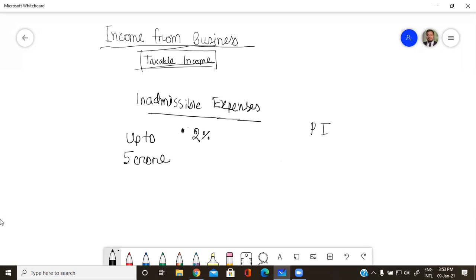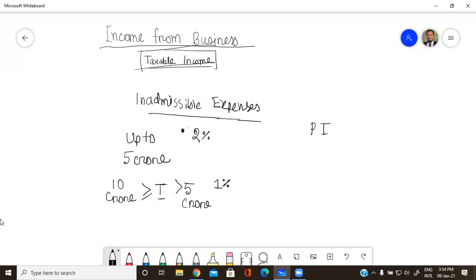Okay. Now, if your assessed turnover exceeds 5 crore but does not exceed 10 crore, your turnover is here, it exceeds 5 crore. Should I write it this way? It exceeds 5 crore, but up to how much? 10 crore. T means what? Turnover. Then the allowable percentage for sample distribution is how much?